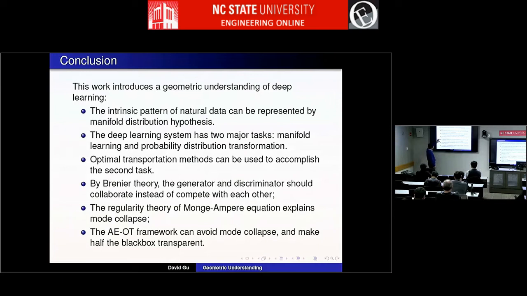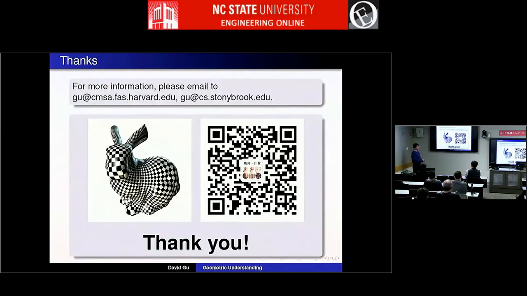So the optimal transformation method can accomplish the second task. And by Brenier theory, the generator and the discriminator should collaborate instead of compete with each other. They need to share the intermediate result. Basically they are computing the same thing from this point of view. Then the regularity theory of Monge-Ampère can explain the mode collapsing and the training difficulty. Then by using the AEOT framework, we can partially avoid mode collapse and make half of the black box transparent. So that's it, thank you.